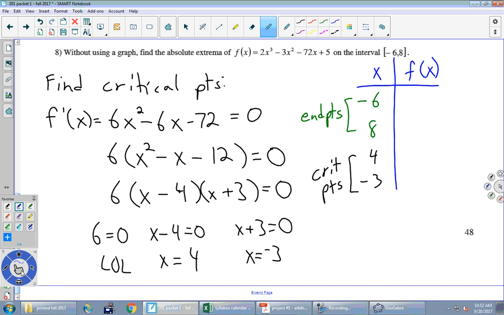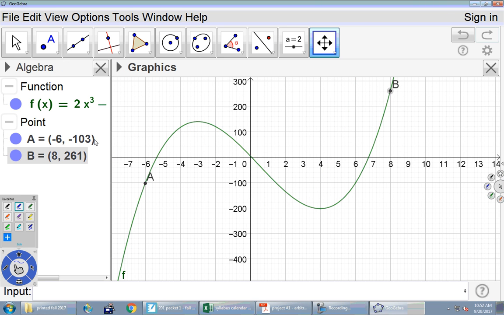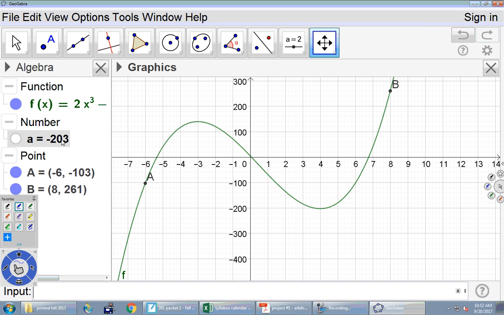Okay, so just to save time, I'm going to go back to my software and ask GeoGebra to tell me the answers. So we actually got 2 of these already. Write these down. At negative 6, it was negative 103. And at 8, it was 261. You could do this on the calculator later. We're just saving time. And then the critical point, f of 4, that turns out to be negative 203. At 4, it's negative 203. And then f of, what was the other one? Negative 3. Yeah, and that's 140.